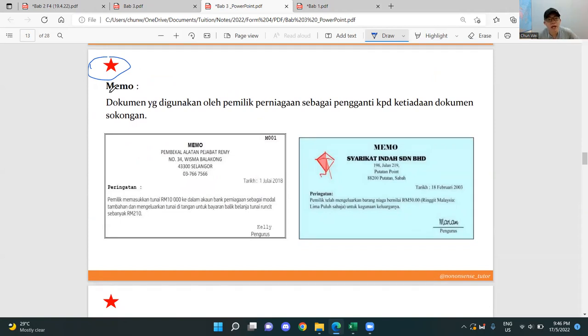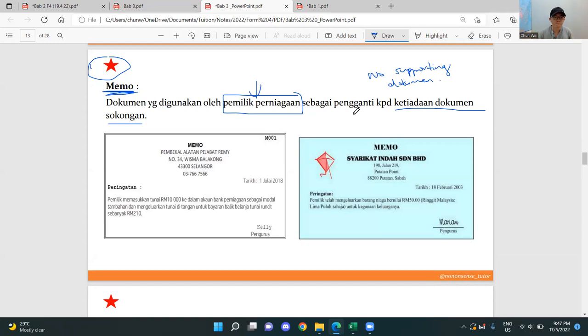So this is a memo. All right, a memo. So what is a memo? Memo is a document used, okay, highlight this keyword, by the business owner as evidence for the absence of supporting documents. So this memo is normally used by the owner when there is no supporting document. When there's no supporting document, the owner will issue a memo.